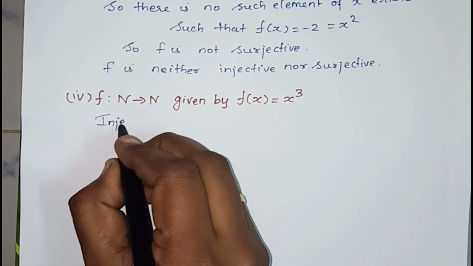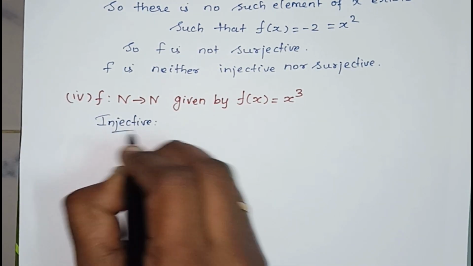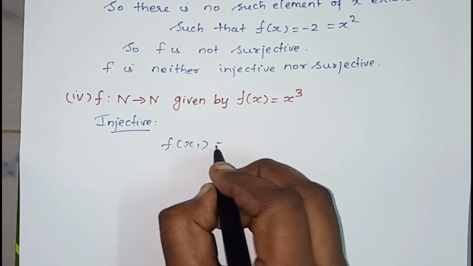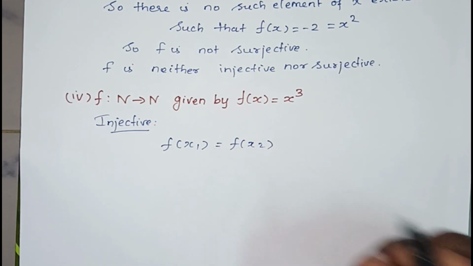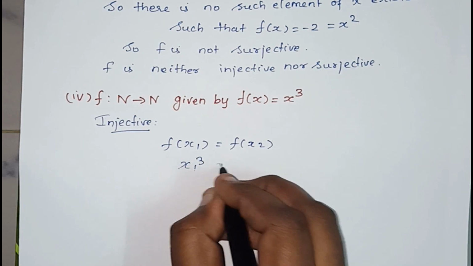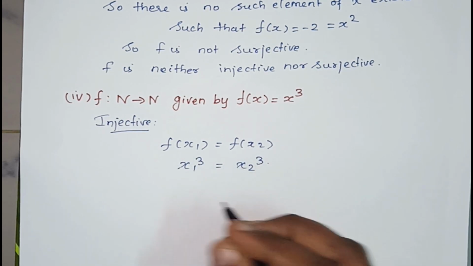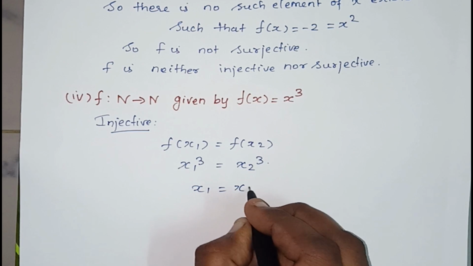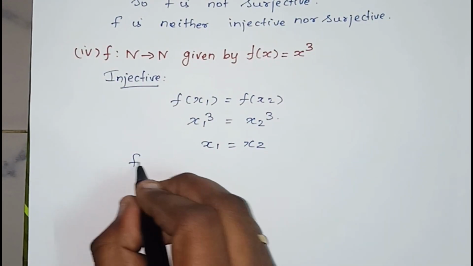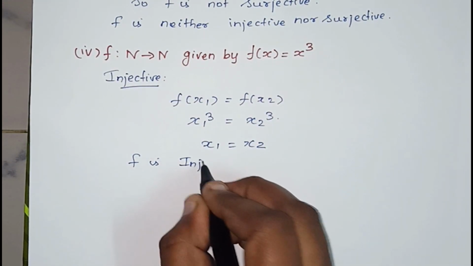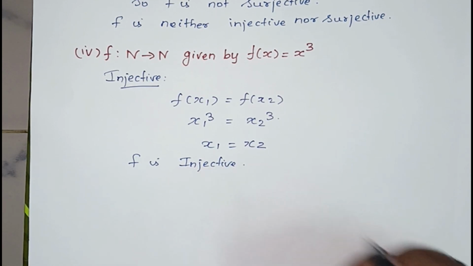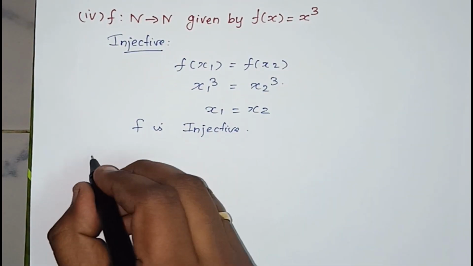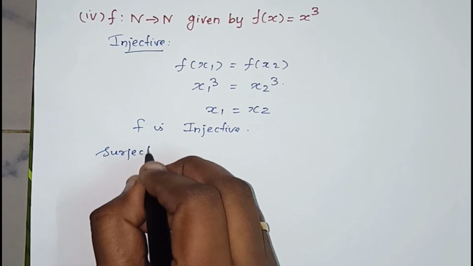So for injective, we need to prove f of x1 is equal to f of x2, right? So x1 cube equal to x2 cube. This implies x1 is equal to x2. So function is injective. Okay, next we need to check this surjective.